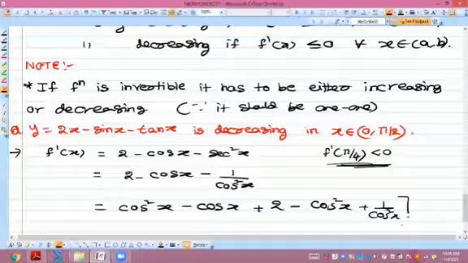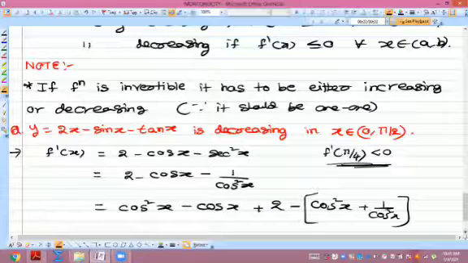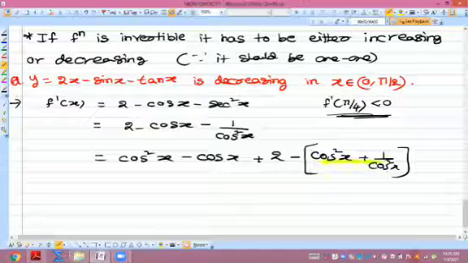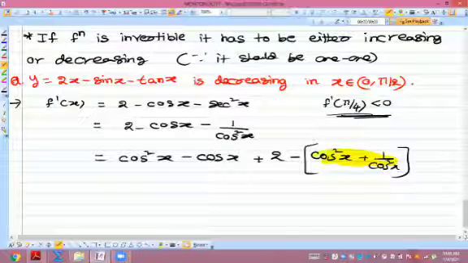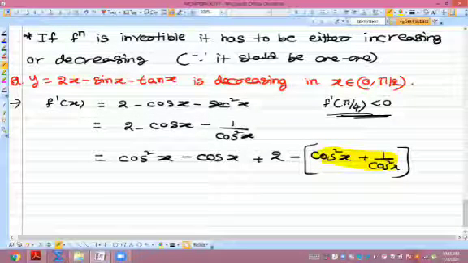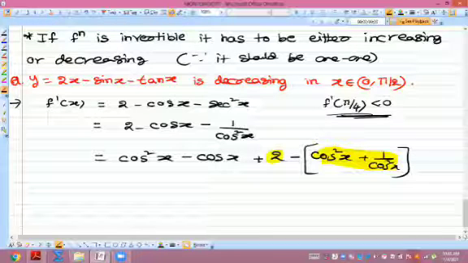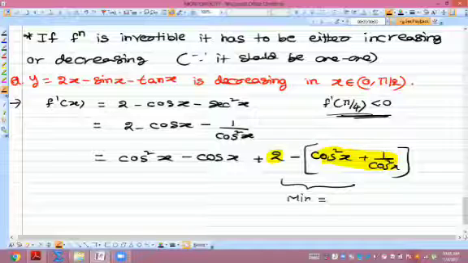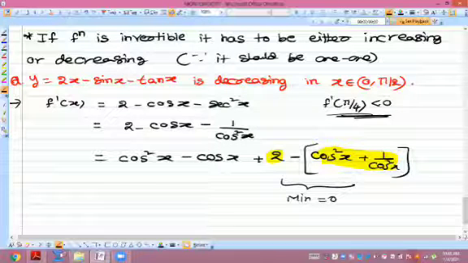So why am I using this one? What is the minimum value of this? AM-GM only, no? Minimum is 2, and here already 2 is there. So overall this minimum is 0. Will you agree?